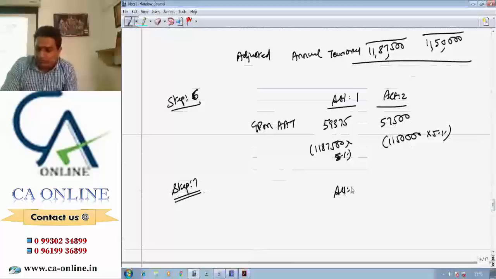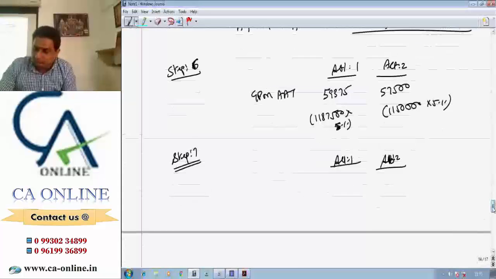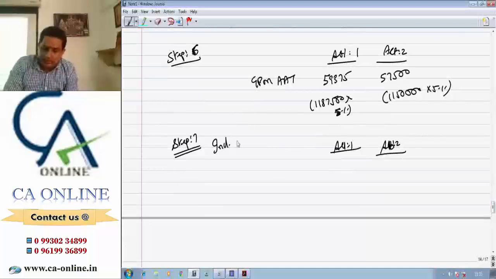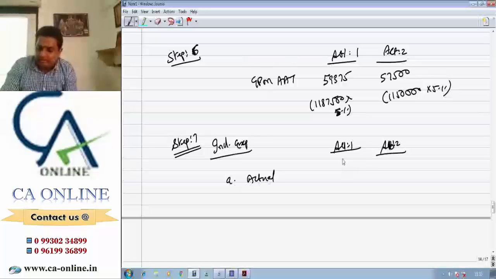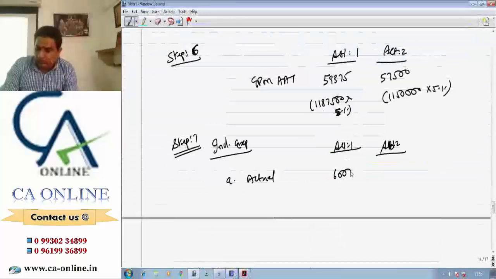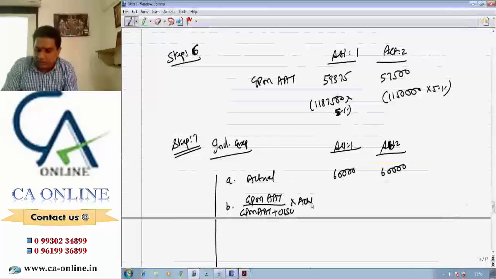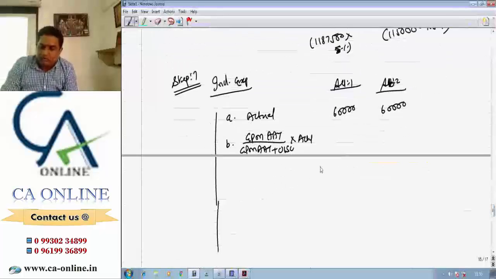Step 7. Incremental expenditure. Actual, how much? 60,000. Then here there is a problem again. The formula when you apply is GP on AAT by GP on AAT plus uninsured standing charges into actual. What is uninsured? You need to know now.